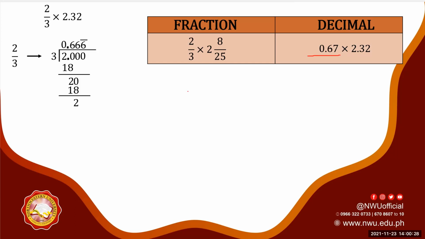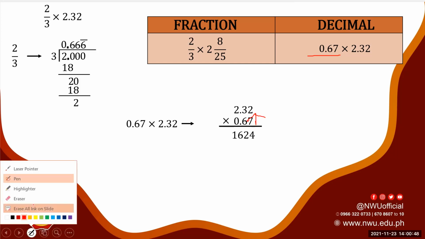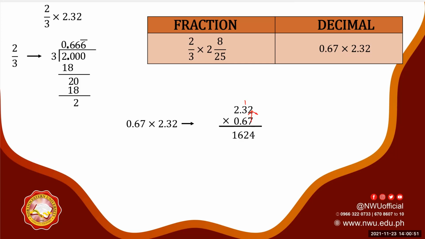So let's multiply 0.67 by 2.32. By multiplying decimals, ang ginagawa niyo lang is to simply multiply them like you're multiplying natural numbers. That's just 7 times 2, that's 14. 7 times 3, 21 plus 2, that's 23. 7 times 2, 14, plus 2, that's 16. So again, multiplication, try to recall your multiplication. Now, you can just add them until you get 1.5544.